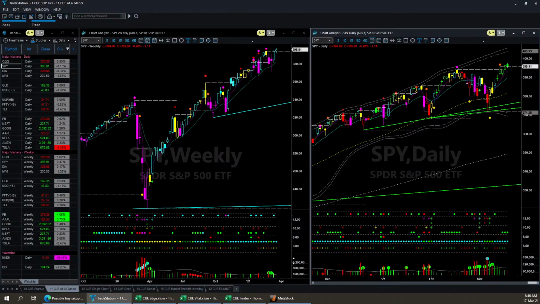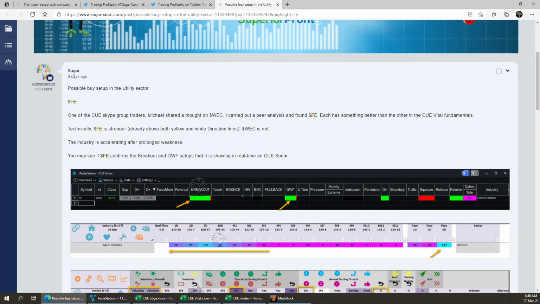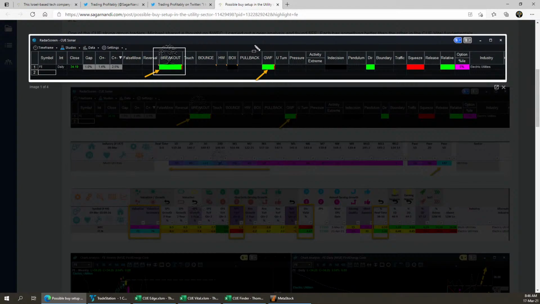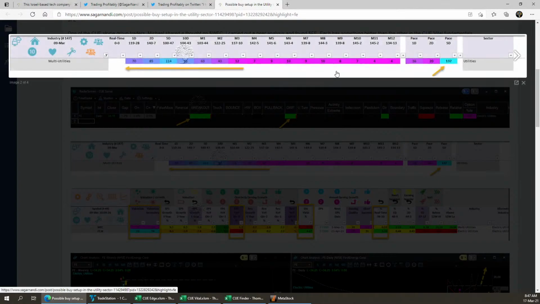But on this day, I shared FE, the utility stock, 9th March. What did I see? It had a breakout setup and a bullish flow. It was above both yellow and white direction lines, and those lines themselves were going up. It was in a confirmed uptrend. The utilities sector as a whole was weak for a long time, so I expected the utilities industries also to be weak, and it was starting to strengthen the relative score, and also it was accelerating. The industry score allowed me to buy.